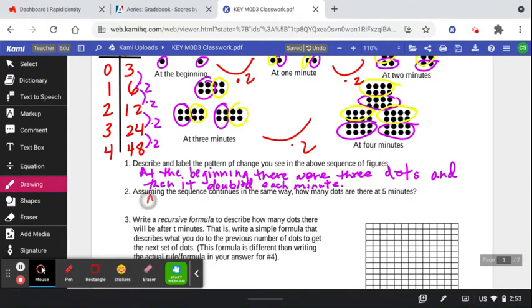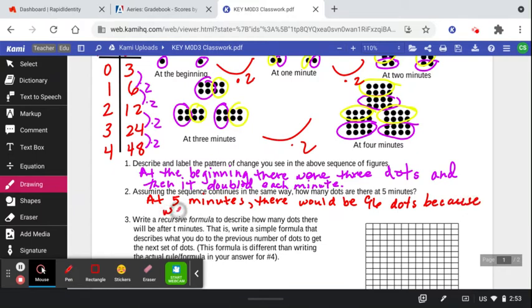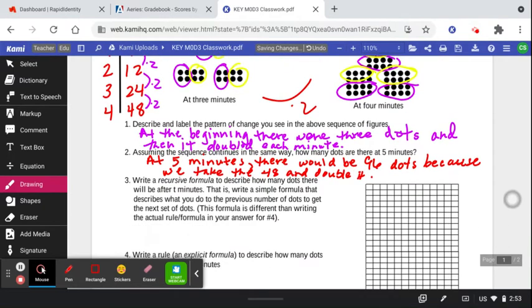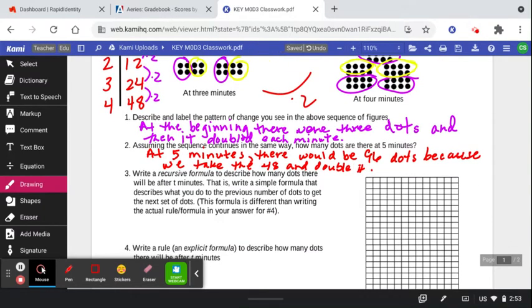So assuming the sequence continues in the same way, how many dots would there be at 5 minutes? So notice we don't have 5 minutes on the table. So at 5 minutes, there would be, what do you think? Good, 96 dots. Because we take the 48 and double it from the step before.